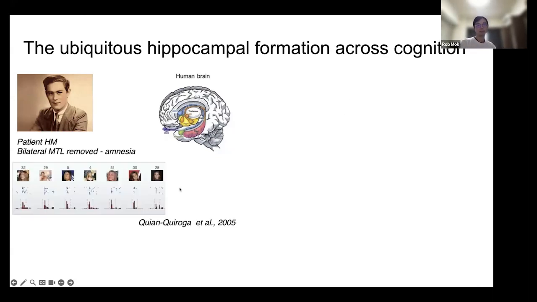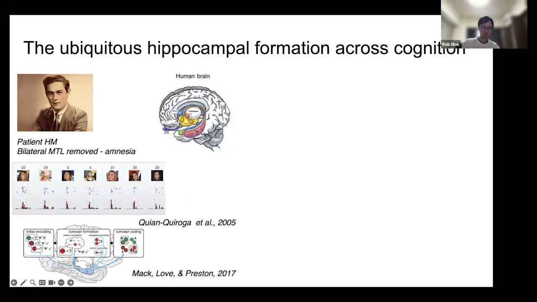There are also single cells in the hippocampus that people have called concept cells, and they seem to encode particular individuals. So in this case, there's one neuron that fires only for the actress Jennifer Aniston and nothing else. And then, as I mentioned before, it seems like the hippocampus is also involved in concept learning and formation.